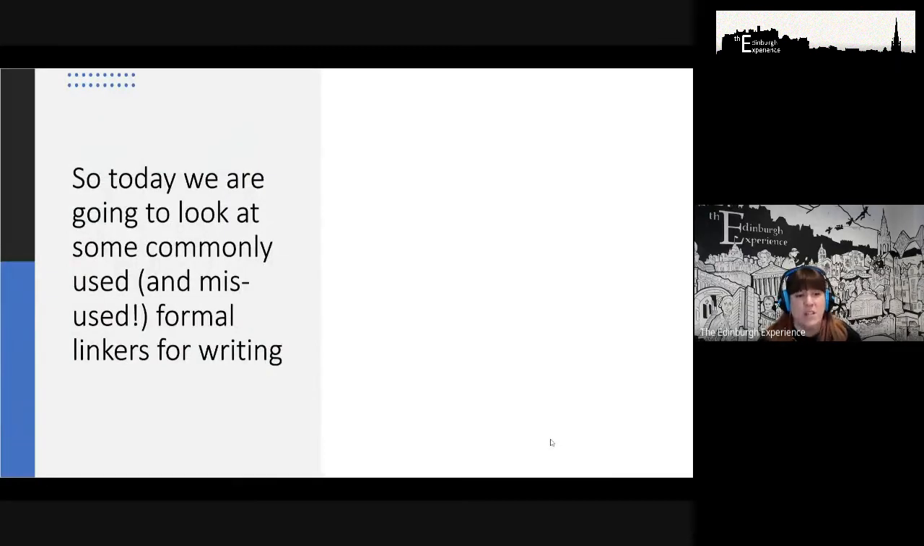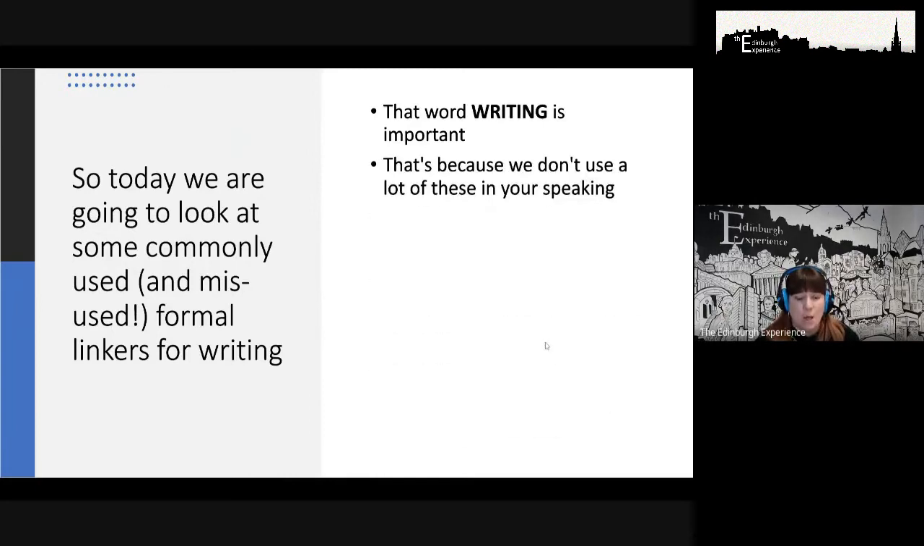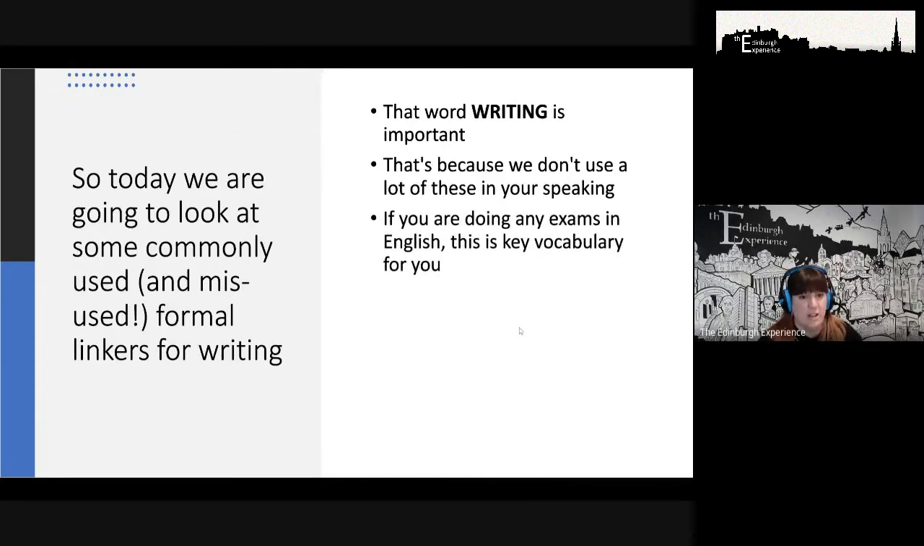Today, we're going to look at some commonly used and also very commonly misused formal linkers in writing. I'm saying this word writing again because this is really important. A lot of the ones we're going to look at today should not be used in your speaking. These are words that should be applied to your written English.